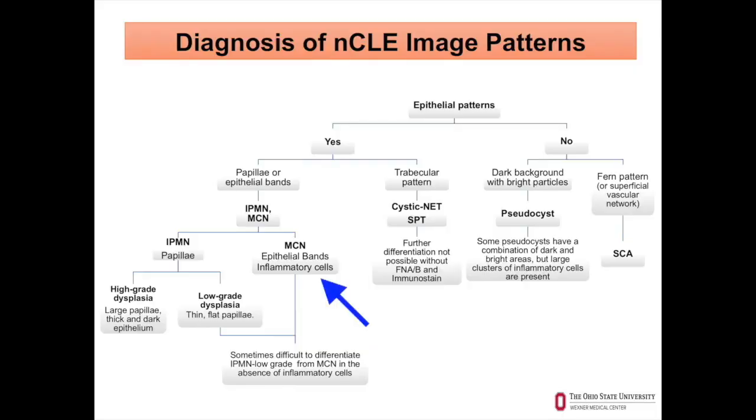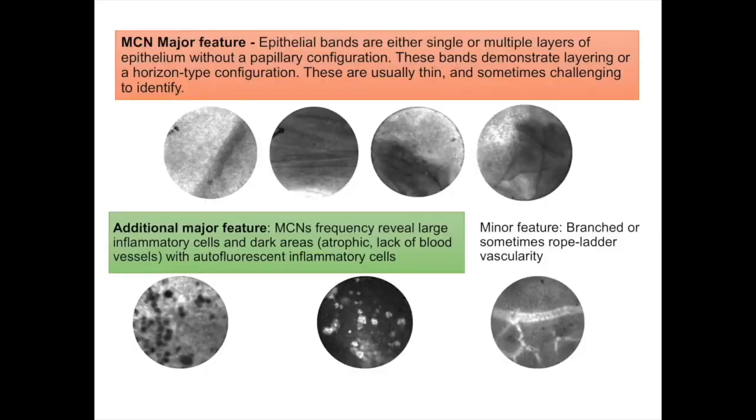The next pancreatic cyst we will review are mucinous cystic neoplasms, or MCNs. The key feature of MCN is visualizing the epithelial bands. And these are either singular or they could be multiple in layers. The second key feature is visualizing inflammatory cells. Some MCNs may or may not have these inflammatory cells or clusters of inflammatory cells.